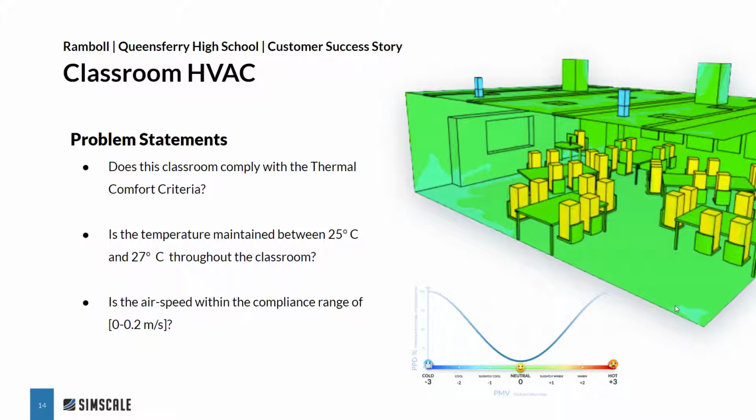Now that we know what we're going to simulate, it's good to define the problem statements for a CFD simulation, where we define what we are going to expect from a CFD simulation or the solution. So for this particular thermal comfort study, we have three major questions to be answered. The first one being, does this classroom comply with the thermal comfort criteria? And by thermal comfort criteria, we have two important parameters to check for, which is the temperature. So the next question will be, is the temperature maintained between 25 degrees Celsius and 27 degrees Celsius? And also, is the airspeed within the compliance range of 0 to 0.2 meters per second?